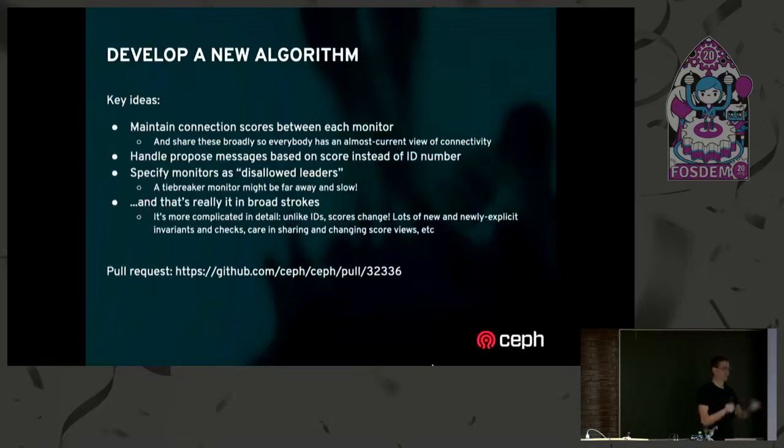And then when we get a proposed message, instead of looking at the ID number, we look at the total score, and the one with the higher connectivity score wins, and then we still tie break based off of ID number, but that's not super likely once anything has died.